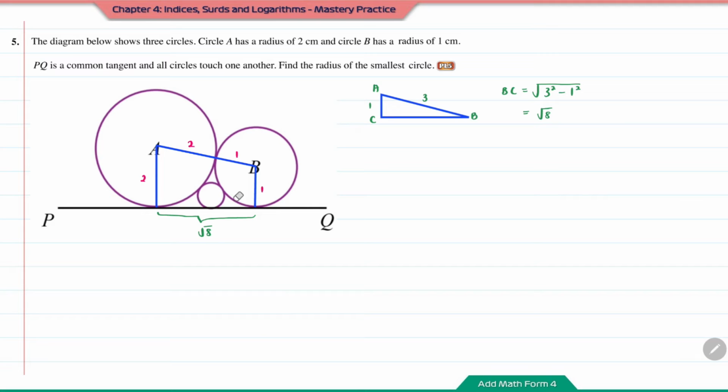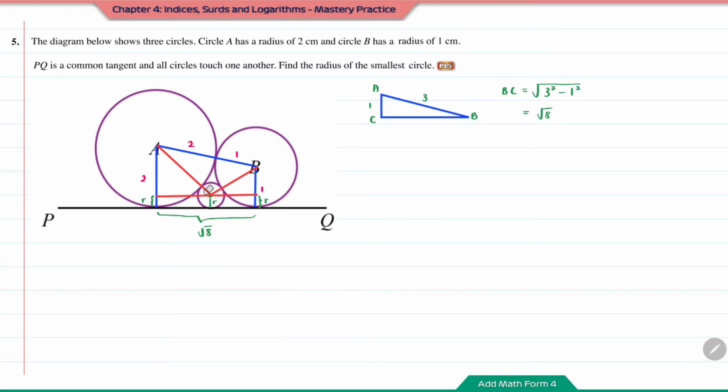Next, I'm going to draw another horizontal line that passes through the center of the smallest circle. So now this one will be the radius of the smallest circle. Therefore, here is going to be equal to the radius of the smallest circle as well. Next, I'm going to draw two straight lines which are going to connect the center of the circle A and B to the center of the smallest circle.